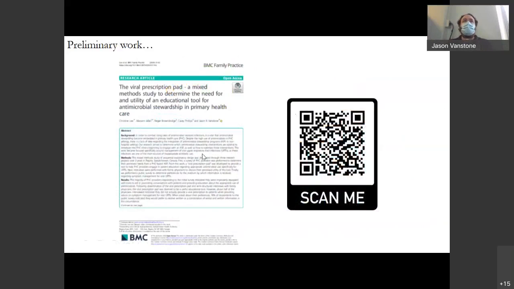is actually one of the papers that we published, whatever this one was, a year ago, 2 years ago. And so you can scan the QR code there if you want. But this is some of that lead-up work.